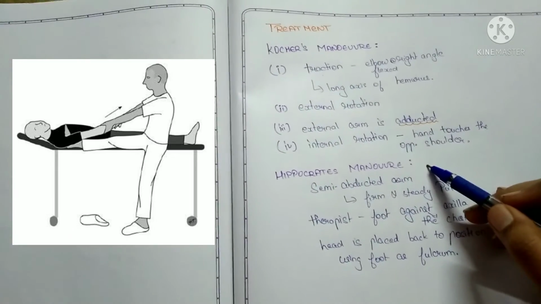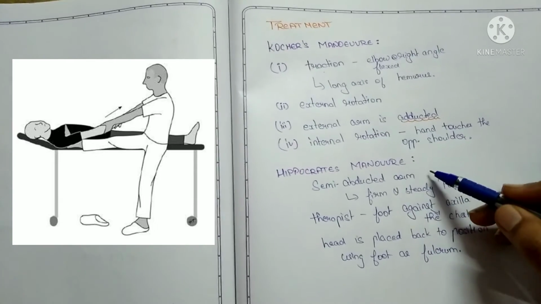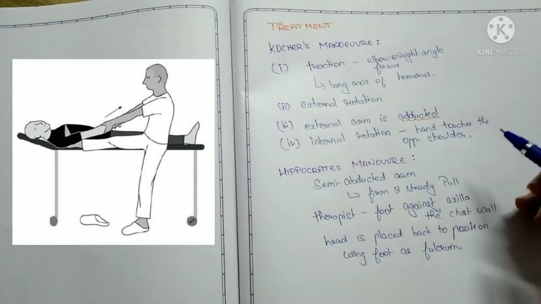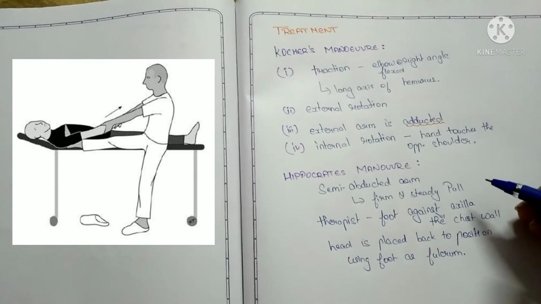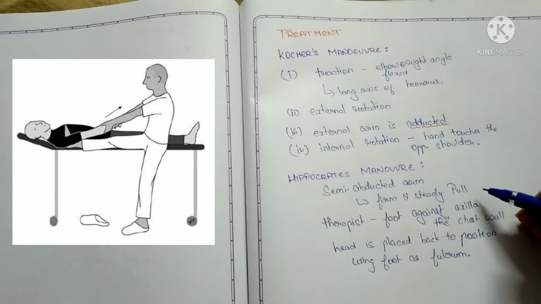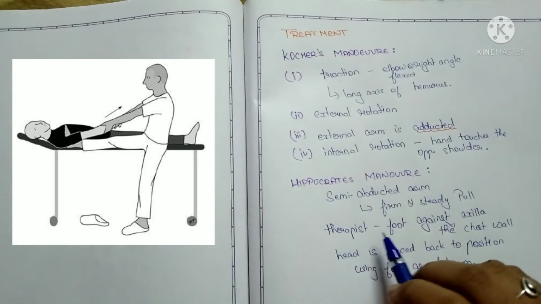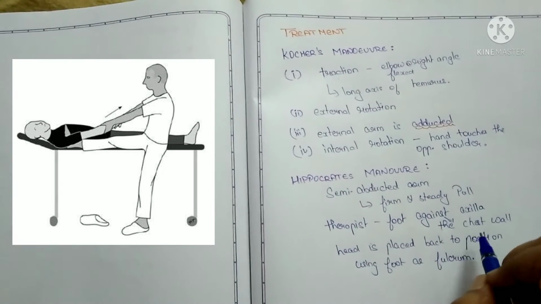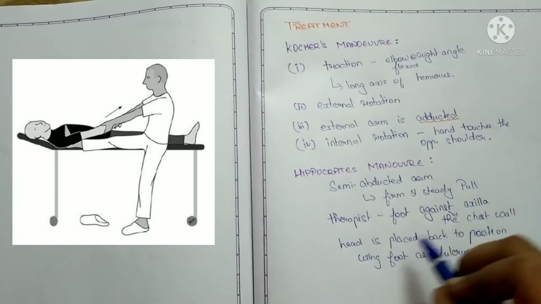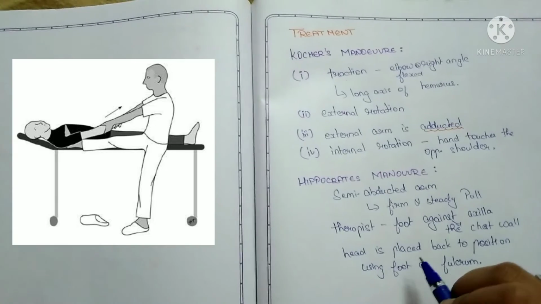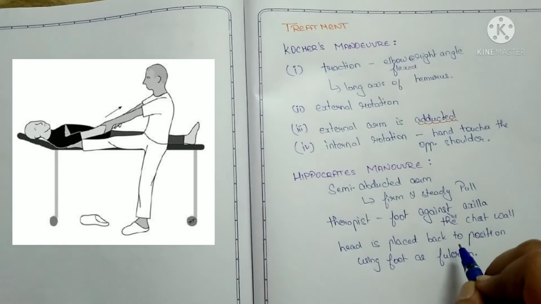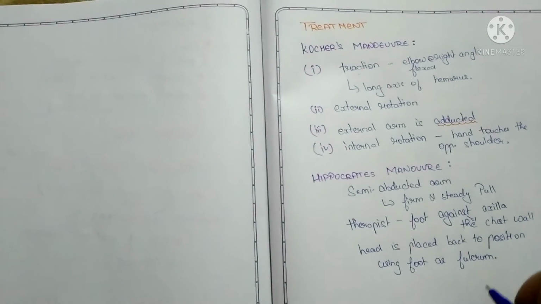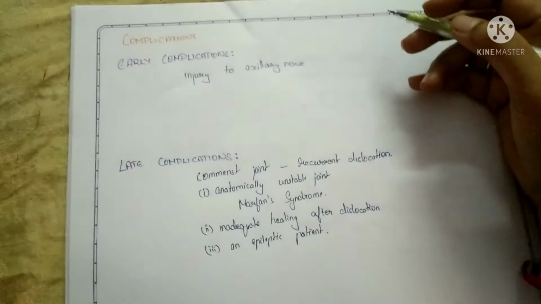Next we have the Hippocratic maneuver. In this, the patient lies in supine position and in a semi-abducted arm. The therapist will have a firm and a steady pull, and he places his foot in the axilla against the chest wall. So the therapist will place his foot in axilla against the chest wall, so that the head is placed back to the position where the foot acts as a fulcrum. So these are the treatments for the dislocation of the shoulder.